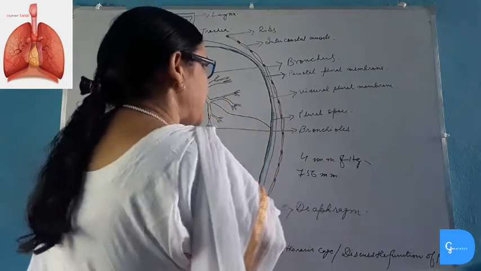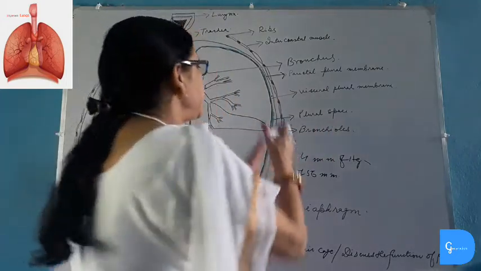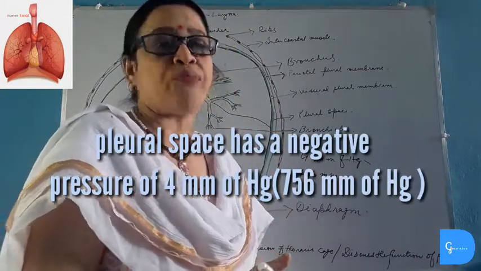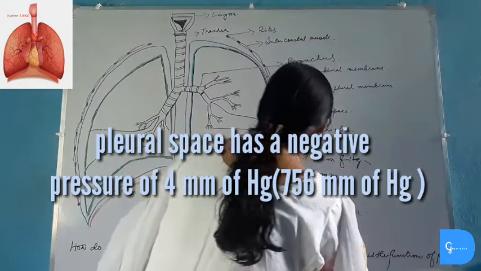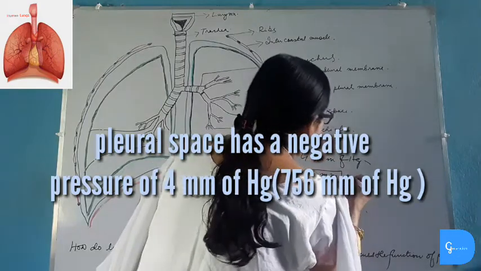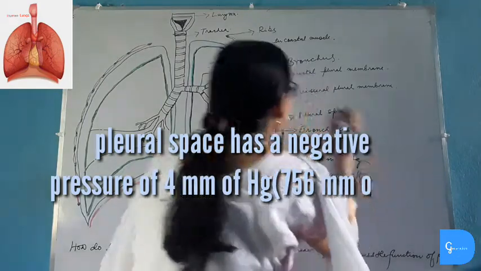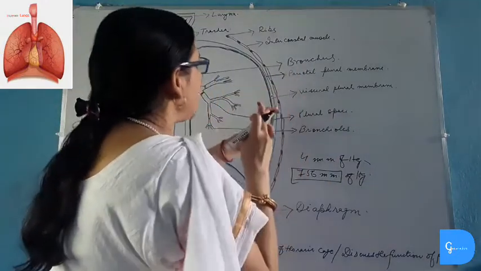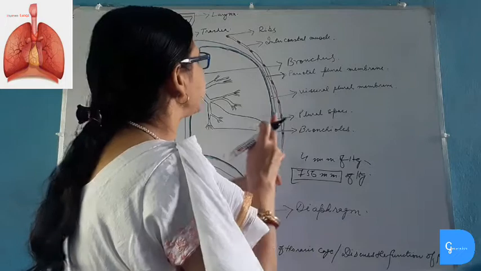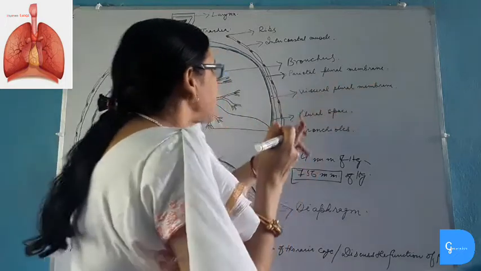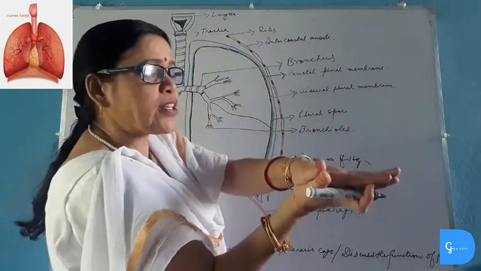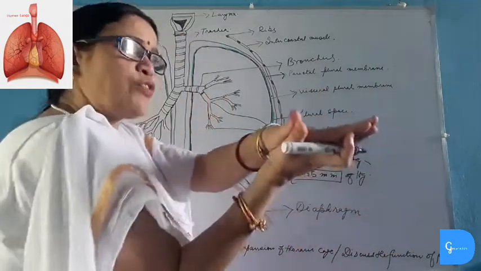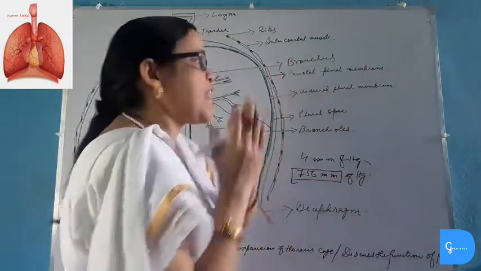This pleural space is filled with a liquid, and this space has a negative pressure of about 4 millimeter of mercury, that is, it has a pressure of 756 millimeter of mercury. And as such, these two layers, the outer layer and the inner layer, or we can say the parietal pleural membrane and visceral pleural membrane, remain stuck together and they cannot be separated. They move together along with the thoracic cage as well as the diaphragm.